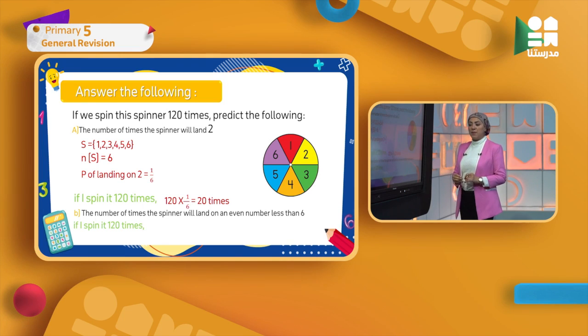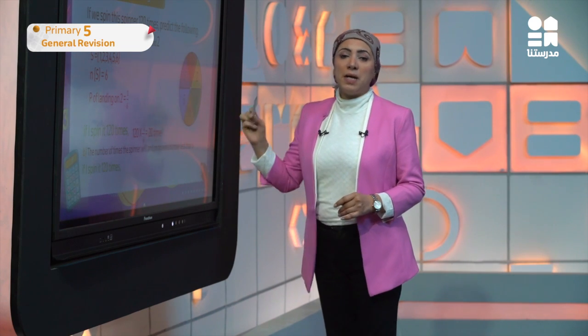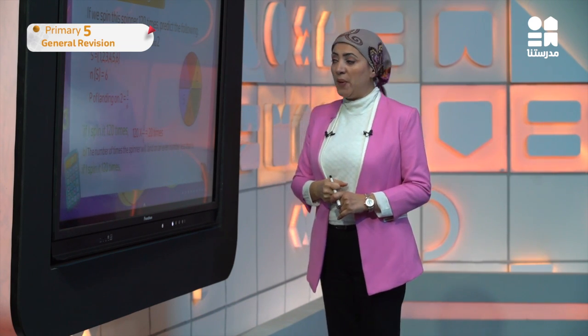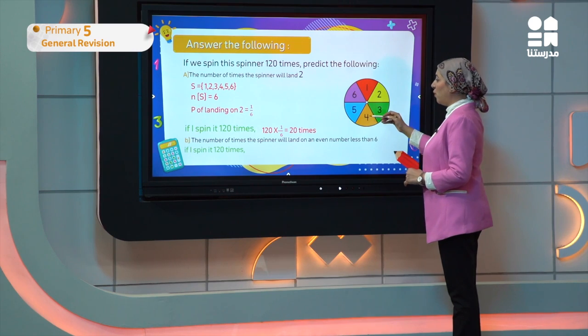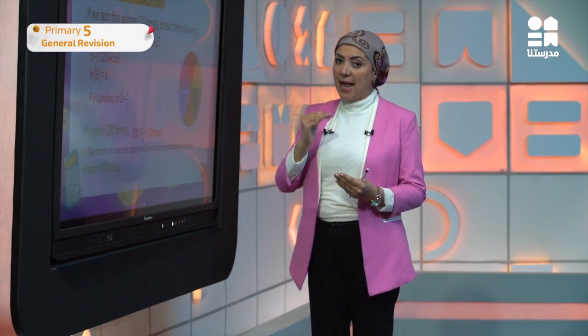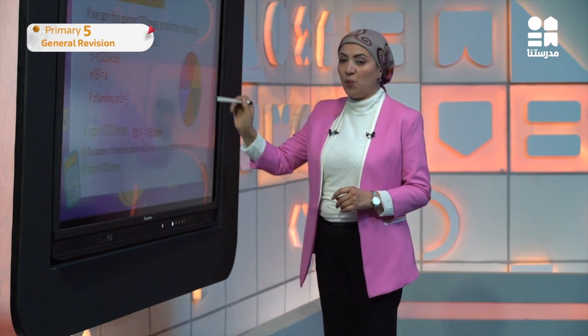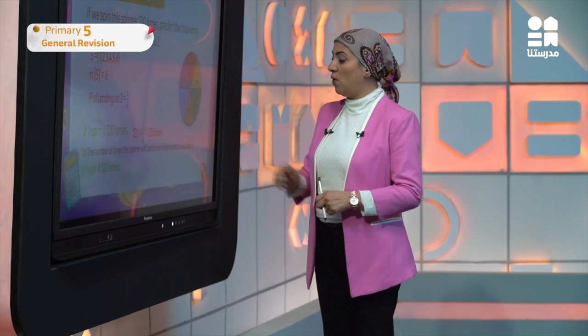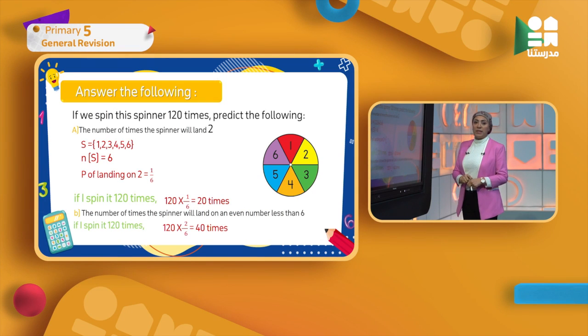Okay, letter B. Now, the number of times the spinner will land on an even number less than 6. What are the even numbers that I have here in the spinner? I have 2, 4, and 6. He specified that he wants the even numbers less than 6, so I have the 2 and the 4 only. I mean 2 only. So here it will be 120 times 2 over all the numbers that I have, which is 6.